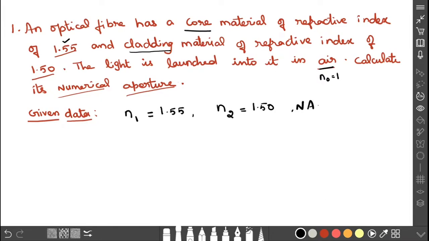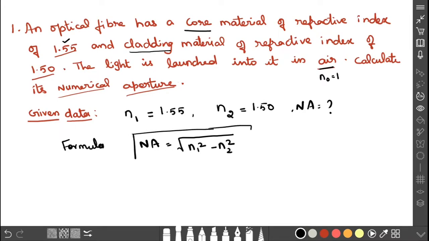NA is equal to what? First, the formula required. The formula is NA, numerical aperture, is equal to root of N1 square minus N2 square. We have to remember this formula to do this problem. Now we have the values of N1 and N2, so directly we can substitute in this formula.